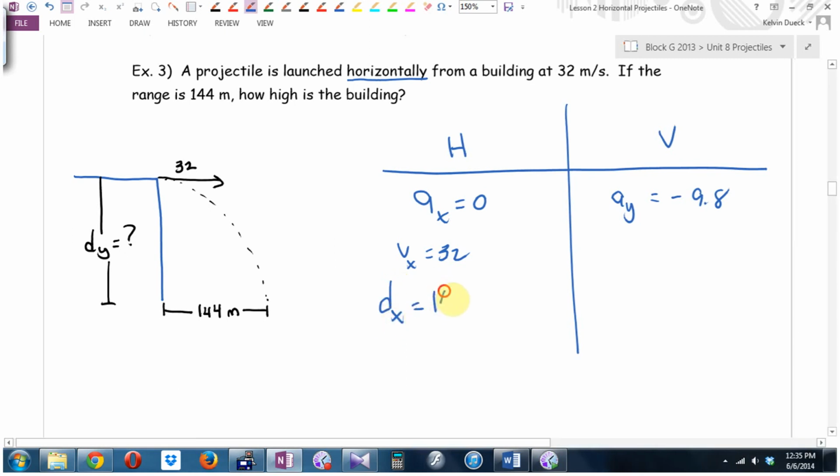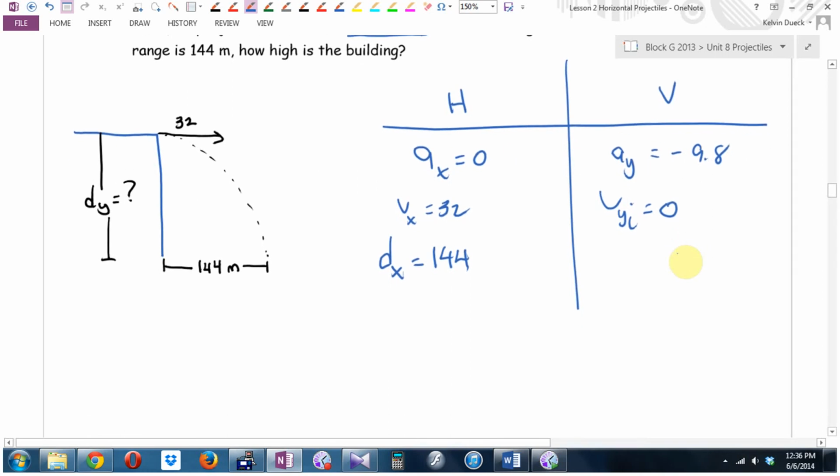That is 144. By the way, can you see which column I know three things in? The left. Okay, I'm going to solve this horizontally. I do know one more thing, though. Now, that part is only true when you launch horizontally, which is why I keep underlining the word horizontally. That's one of my trigger words for projectiles. Which column do I know three things in? That's where I'm going to find time.